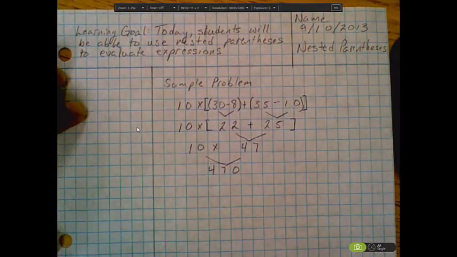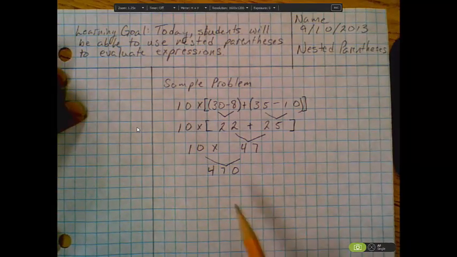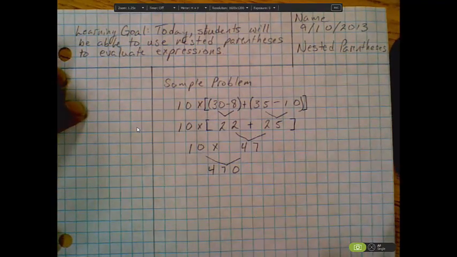So the answer to our problem would be how much do they earn when they do 10 jobs, and they would earn $470 for performing 10 jobs.